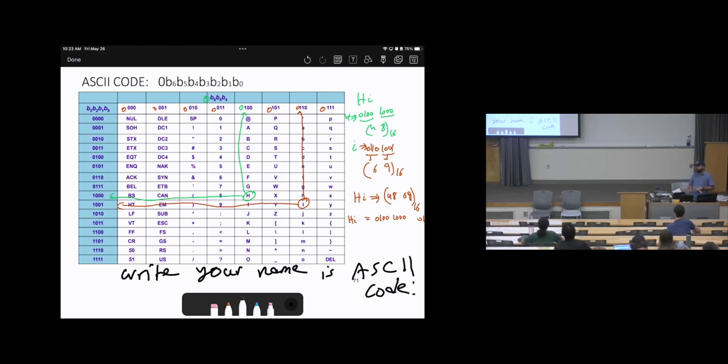ASCII code is used a lot in computers, computer programming, and microprocessors. So that's how the computer will understand or store the words.